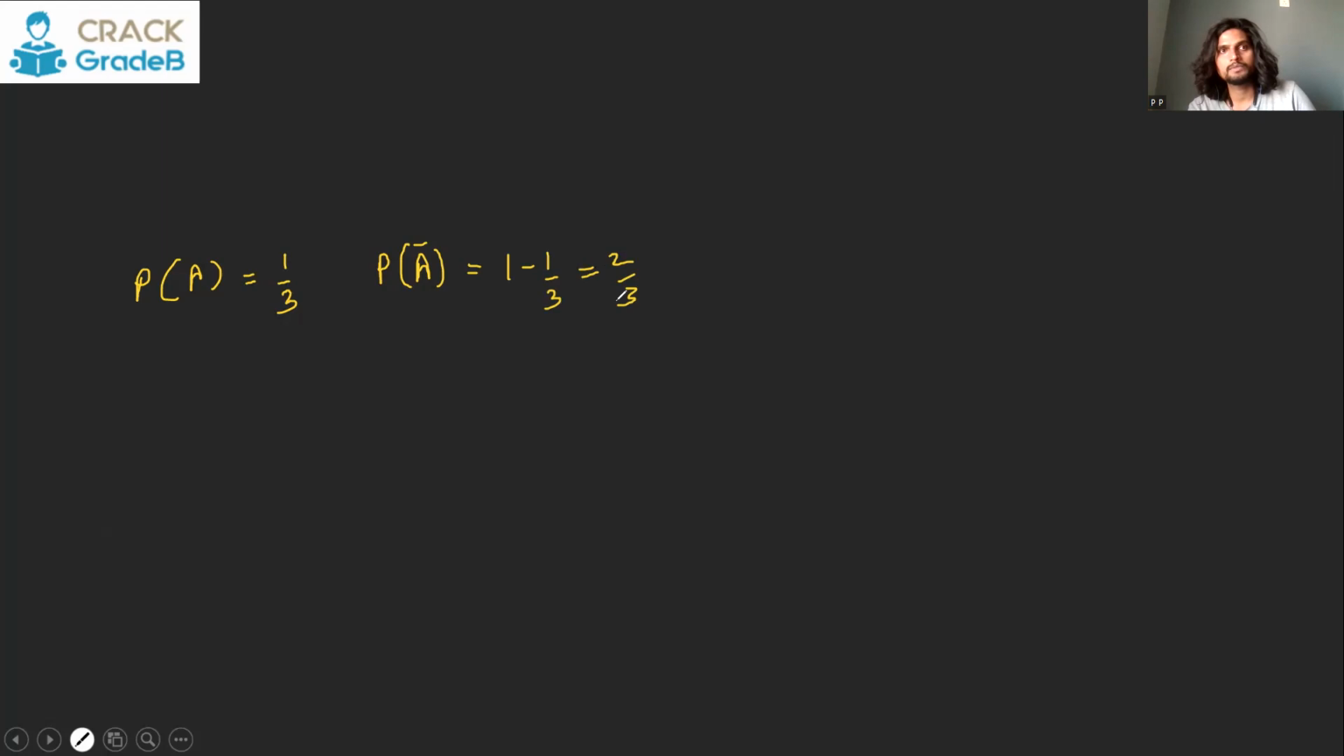It has to be 1. 1 means 100%. So 100% should be the sum of all the possible outcomes, right? And that is why if he is not passing, the probability will be 1 minus 1 by 3, that is 2 by 3. Let's say the probability that B passes the exam is 3 by 4. So what is the probability that B fails the exam? It is naturally going to be 1 minus 3 by 4, that is 1 by 4.